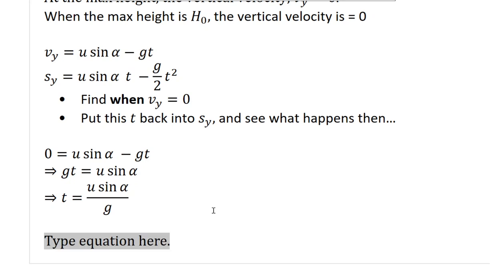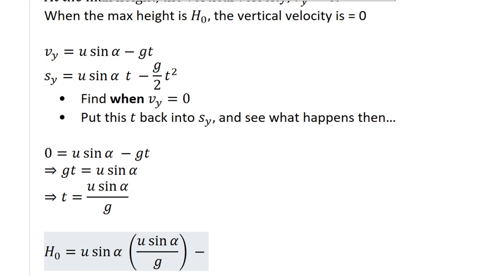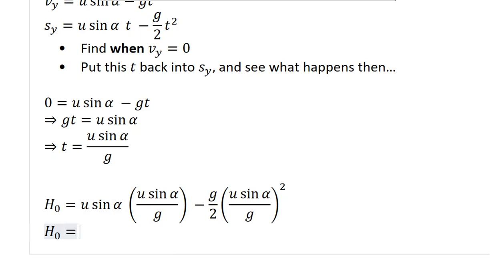So we then say h0 equals u sine alpha times t, which is u sine alpha over g, minus g over 2, and then it's t squared. So I'm just going to copy that t. We'll always see this, and whenever we have a max height question, we're going to get something that looks like this, where stuff will nicely cancel out for us.